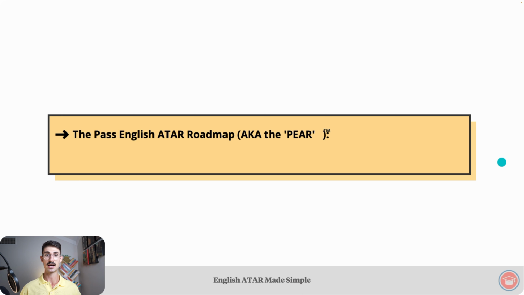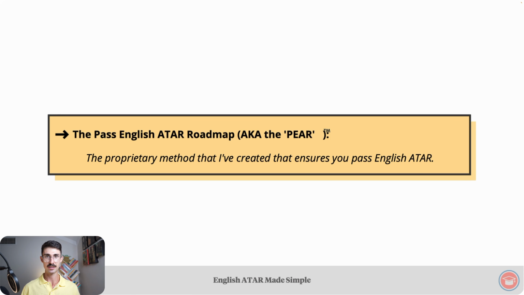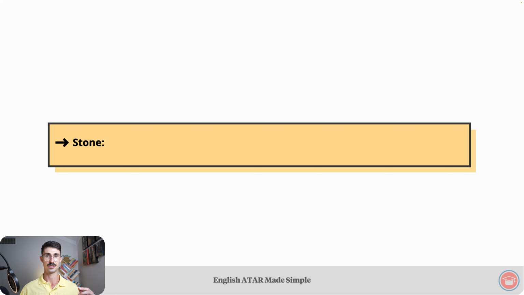What about the Pass English ATAR Roadmap, aka the PEAR? What is that? Well, the PEAR is the proprietary method that I've created to ensure that you pass English ATAR. The way that the PEAR and EAMS relate to one another is that the PEAR is the framework that EAMS uses. Stone, not stoner, stone.